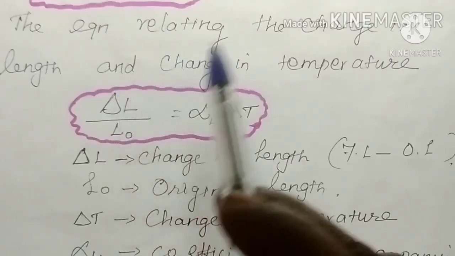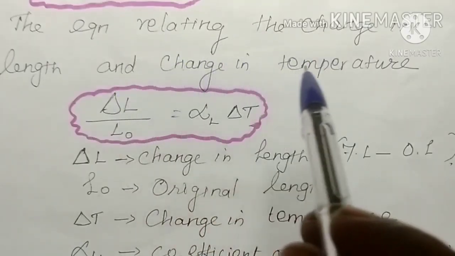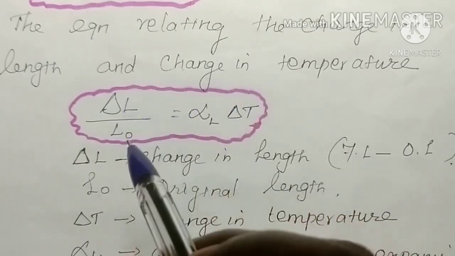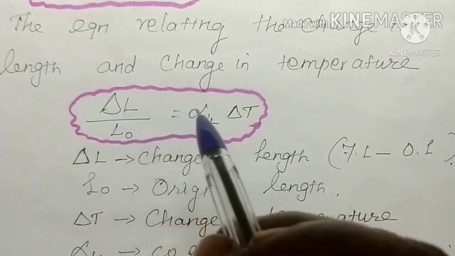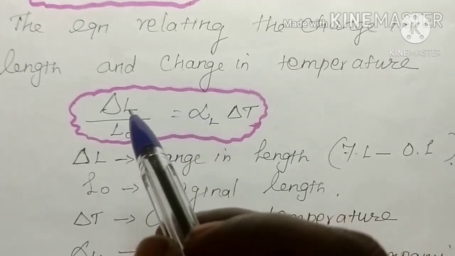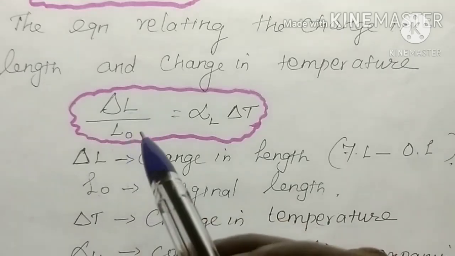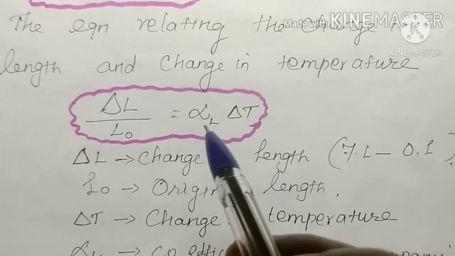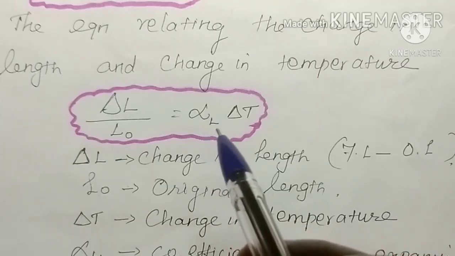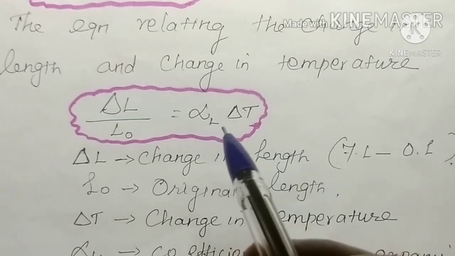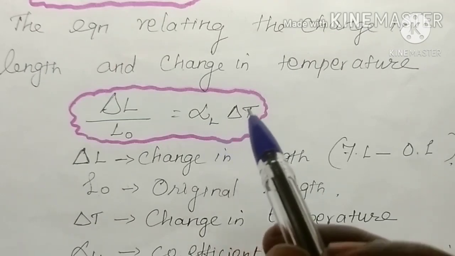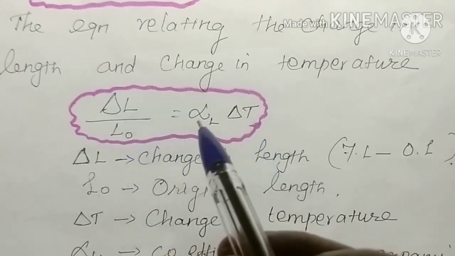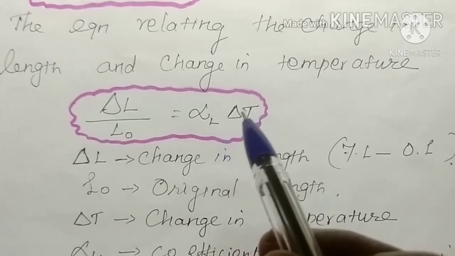Now you can learn the equation relating the change in length and change in temperature. Delta L denotes the change in length, and L0 is the original length. The ratio of change in length to original length, per unit length, is proportional to alpha L, which denotes the coefficient of linear expansion, per degree rise in temperature. So with change in temperature delta T, delta L by L0 is equal to alpha L into delta T.